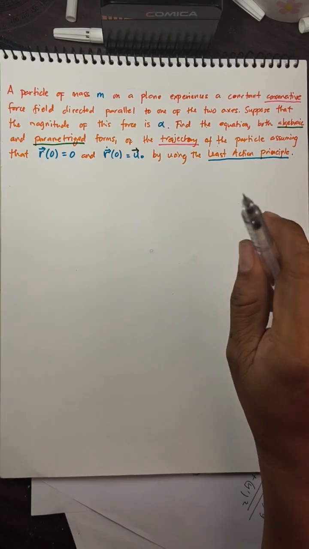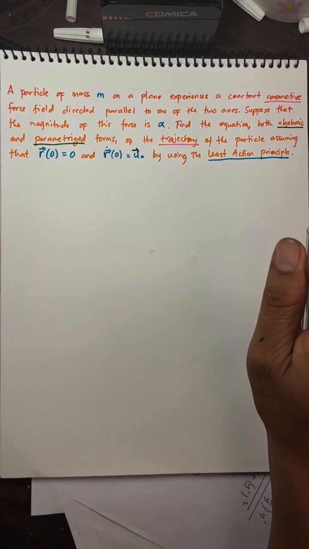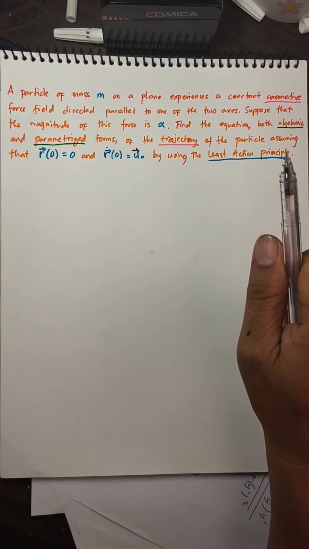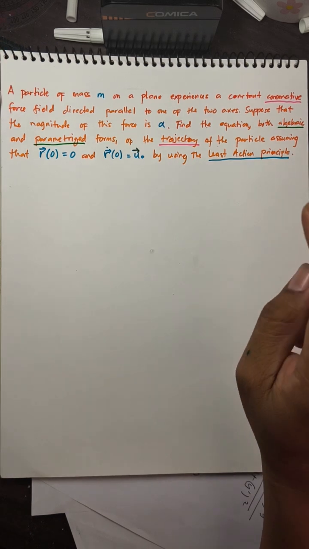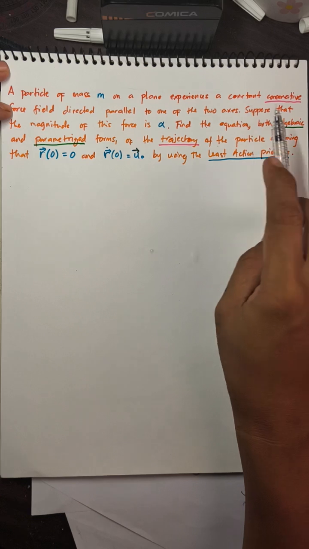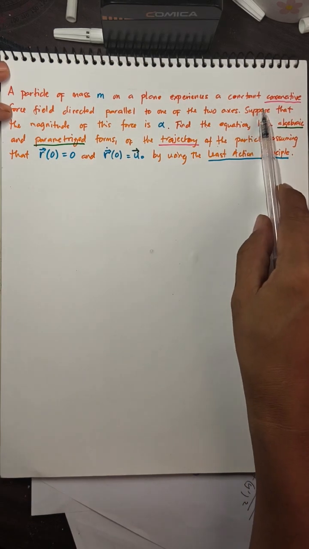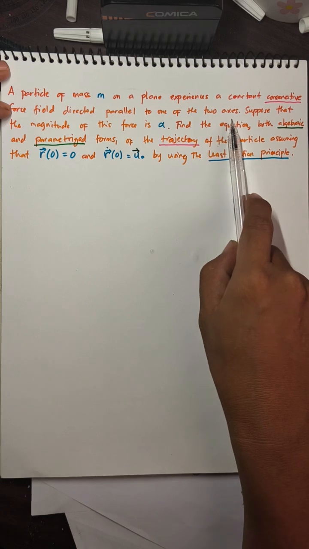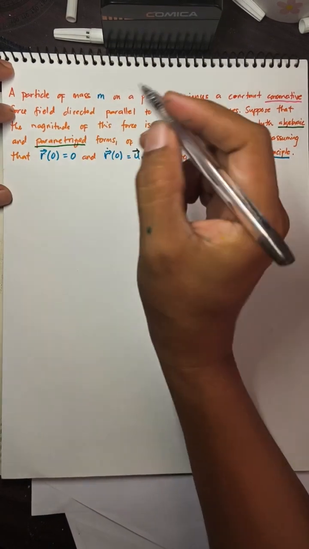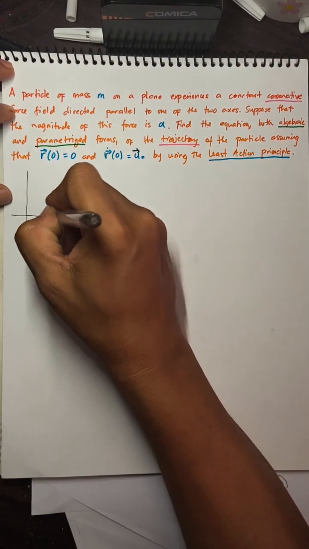Welcome to my channel. So we are asked to solve this problem, which is a simple problem, but it has a very interesting solution. We have a particle of mass m, which experiences a constant conservative force field directed parallel to one of the two axes. So here, let's illustrate the problem.